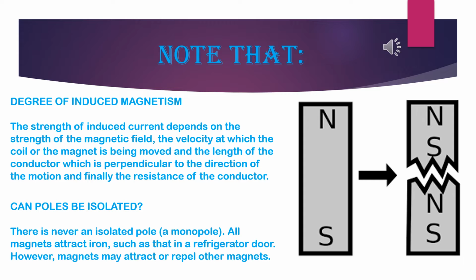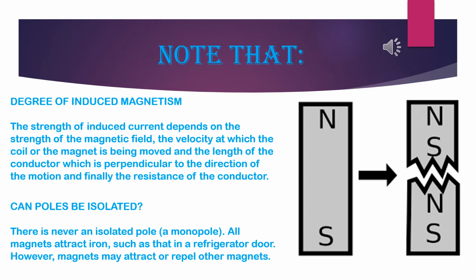Now the next very important question: can poles of magnets be isolated? There is never an isolated pole or a monopole. All magnets attract iron, such as that in a refrigerator door. However, magnets may attract or repel other magnets. But the two poles of a magnet can't be isolated.